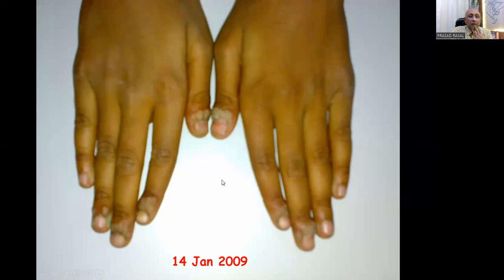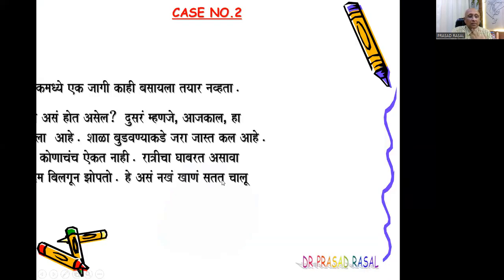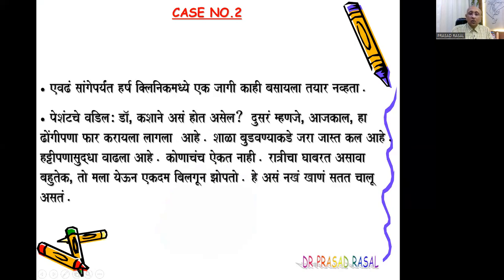Okay, so this patient was brought. When he was brought inside, he was not sitting in one place. He was continuously moving here and there in the consulting room. The patient's father asked me, "Doctor, कशाने होतं सेल? Why has this happened?" So for the patient's father, the rubric was light, desire for.